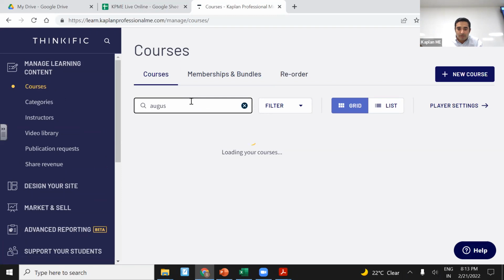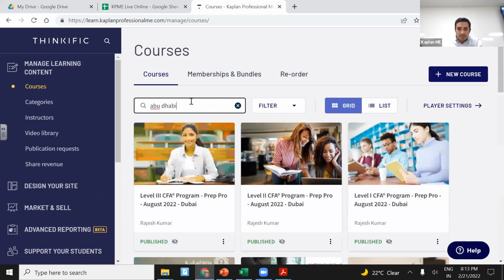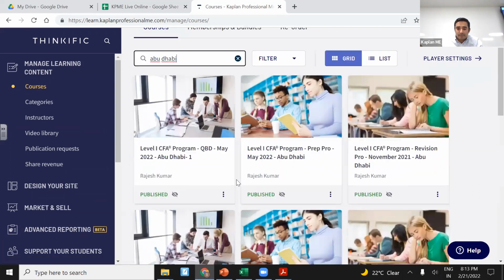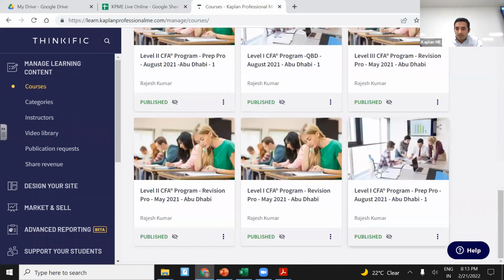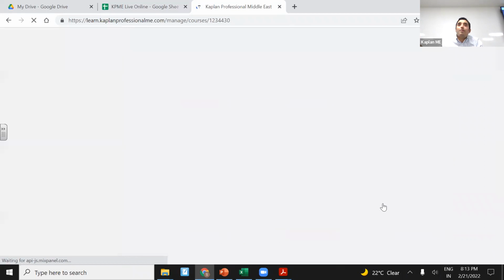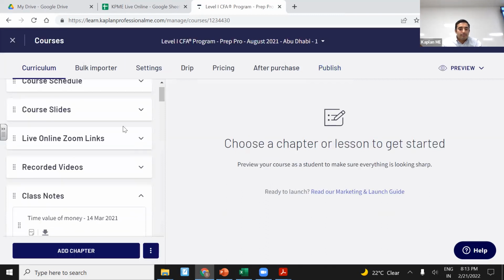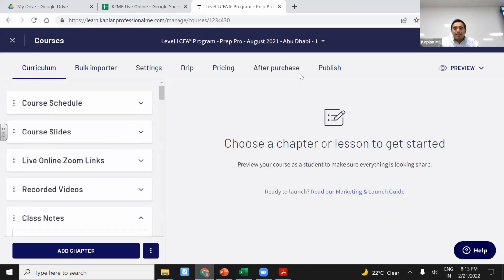CFA is a graduate level degree. It's not considered a master's level. I think graduate as in master's level, as in postgrad level. That is why you have to complete your graduation first. It's a postgrad. So see here, you all will have a platform like this.